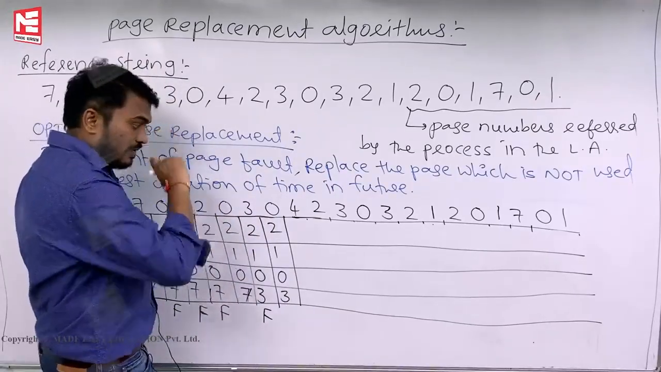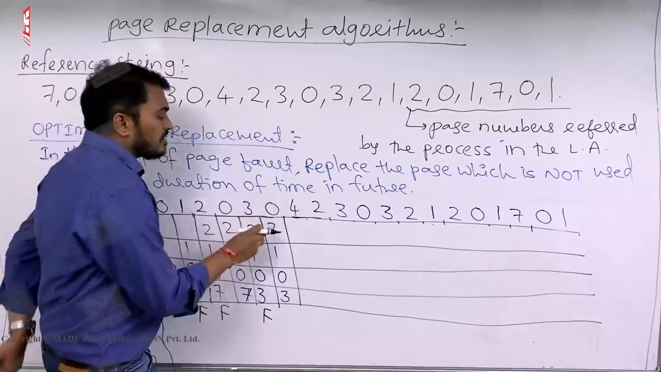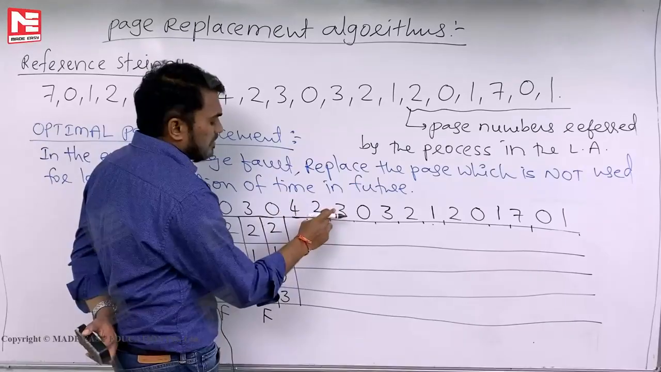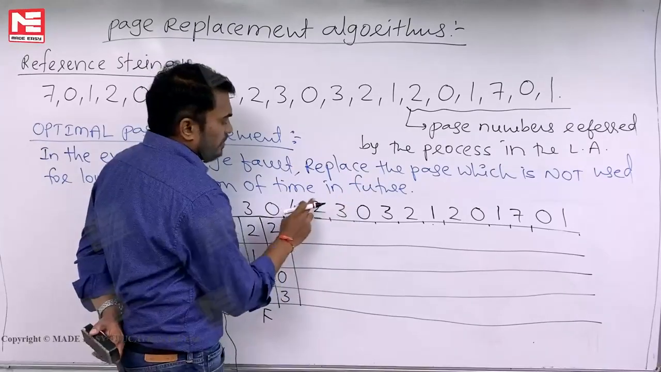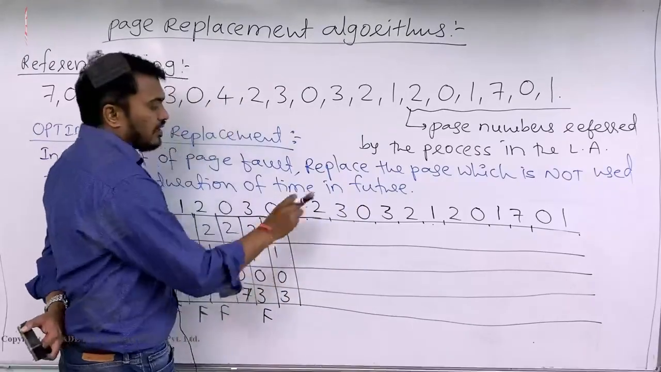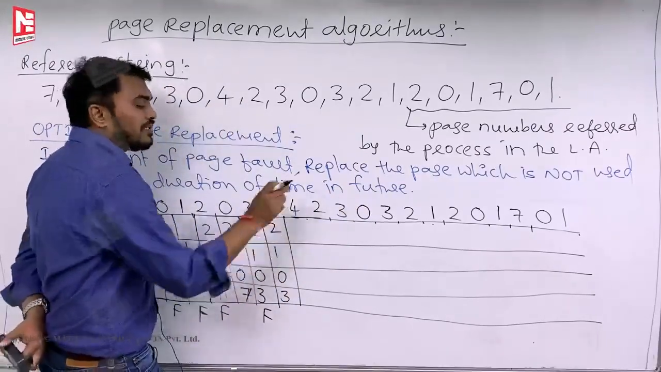Which one do you replace now? Okay, now tell me here. So which one to replace? In 2103, 2 is used here, 3 is used here, 0 is used here, 2 is used here, 0, 3 is used here, 0 is used here. Okay, 1 is not used for the longest duration of time in the future. 1 को बहुत देर तक यूज नहीं किया.